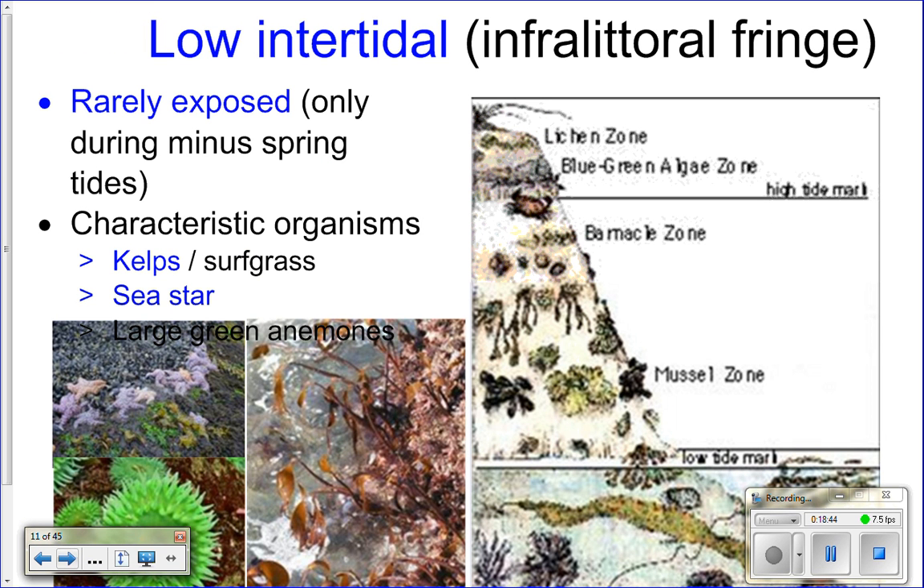And then the low intertidal zone, that's the one that's very rarely exposed. That's the one that gets exposed during negative spring tides. That's when you want to go to the tide pools, because the zone gets exposed, and so lots of things that normally aren't exposed you can see. Which is why we want to go during a negative spring tide, right? And types of animals that you find here: sea stars, and the bigger green anemones, and then kelp and surf grass and stuff. And so that's going to be down here.